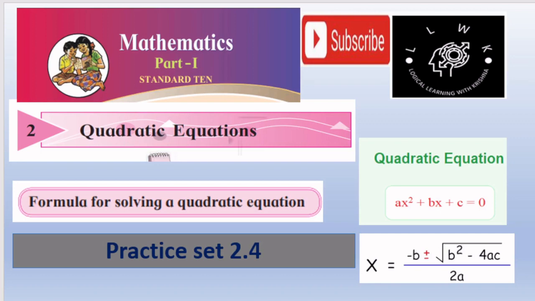Up till now we have finished till practice set 2.3 with all the examples and tricks. Now we have to proceed with practice set 2.4. Okay, so till practice set 2.3, what was the case? We had to solve using the factorization method or completing the square.